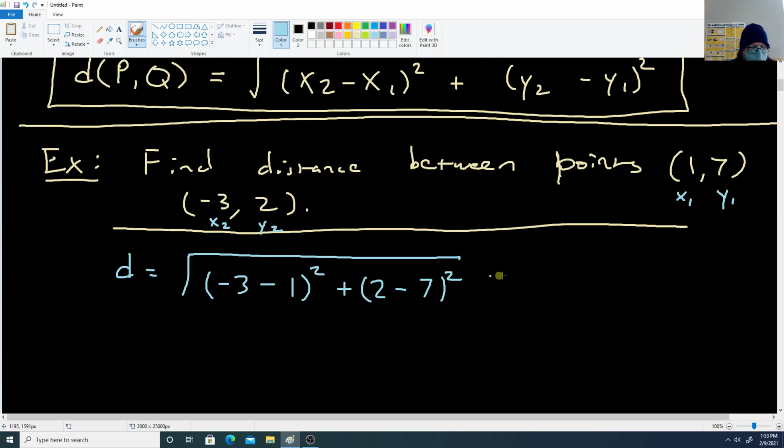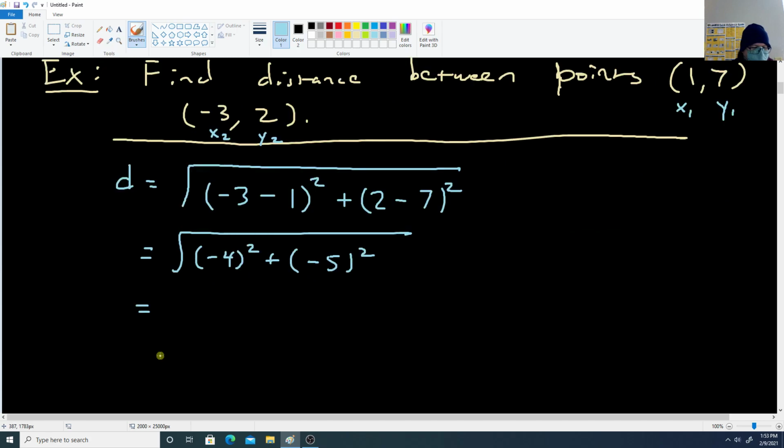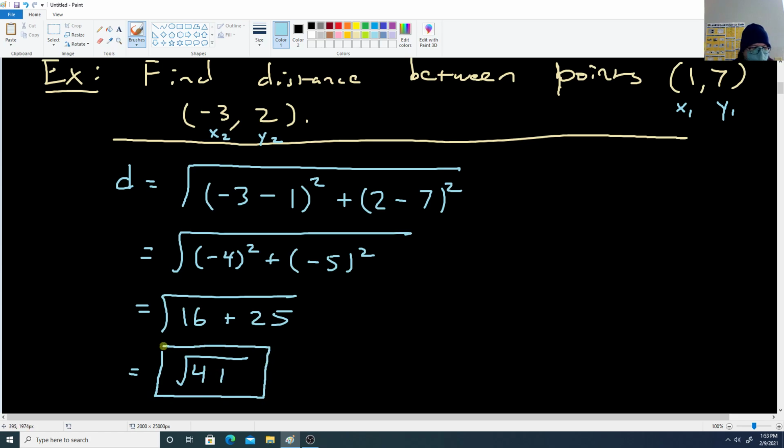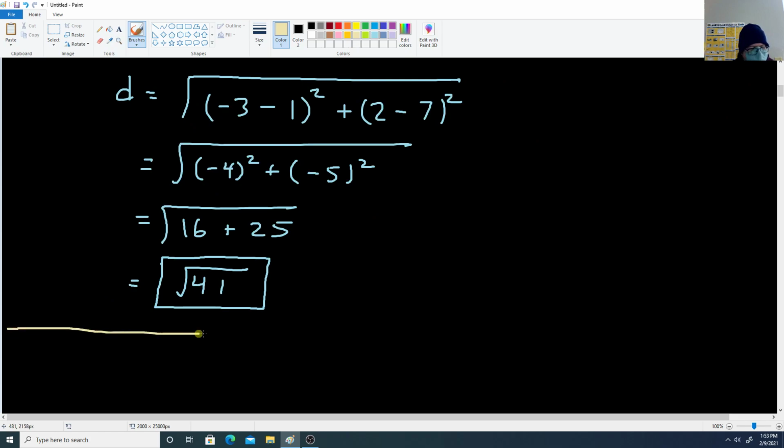So let's see what we got here. This will equal the square root of (-4) squared plus (-5) squared. So that will equal the square root of 16 plus 25, which is the square root of 41. And as far as I know, that doesn't turn into anything nicer. So that is the distance between those 2 points. So that's our answer.